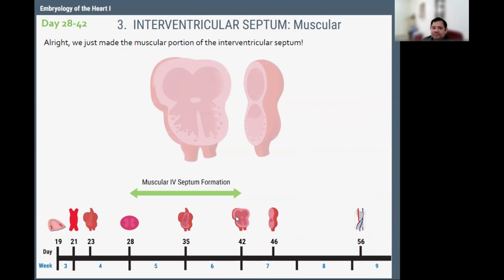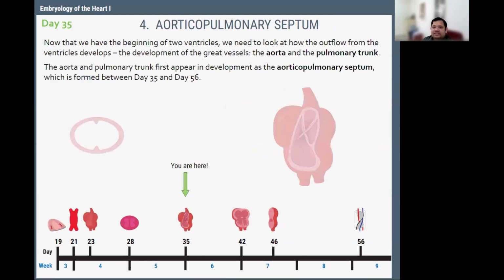Now we are going to talk about a special thing called the aorticopulmonary septum, which begins on day 35. Beginning with the two ventricles, we look at how the outflow from the ventricles develops, meaning how the blood that has to go out will exit. We know there are two vessels, the aorta and the pulmonary trunk. They first appear to develop as the aorticopulmonary septum, which is found from day 35 till day 56. The AP septum is also what we call the aorticopulmonary septum.